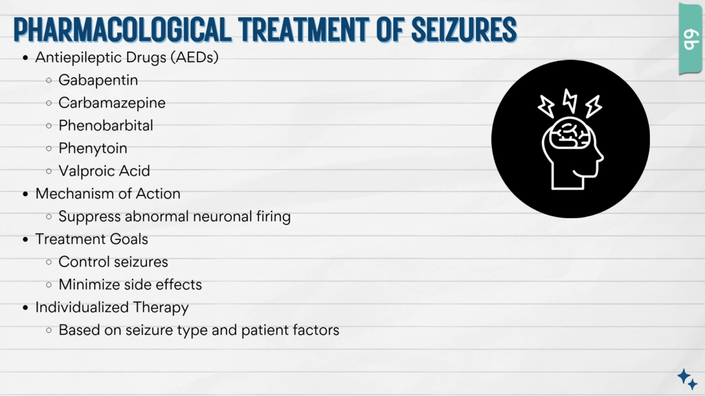Okay, pharmacological treatment of seizures. So what meds do we give? The big one is anti-epileptic drugs, okay, such as gabapentin, carbamazepine, phenobarbital, phenytoin, valproic acid. These are the medications that we give, and what they do is they work by suppressing the abnormal neuronal firing in the brain, which essentially is preventing the seizures. So they're basically depressing the ability for your neurons to fire rapidly.